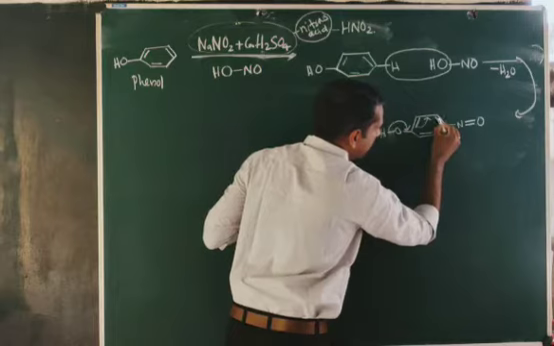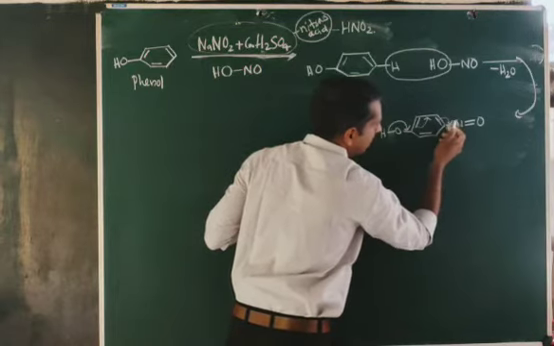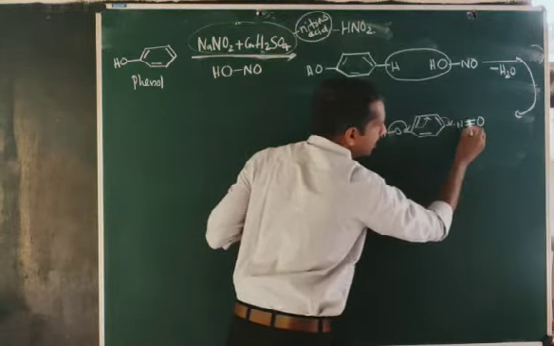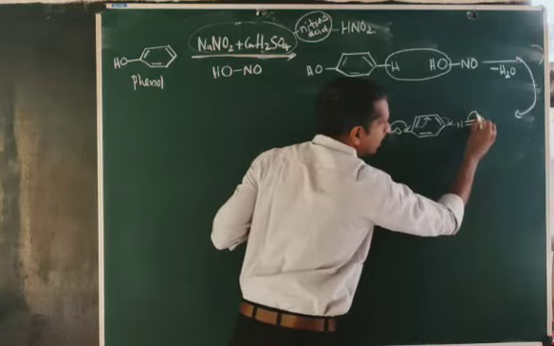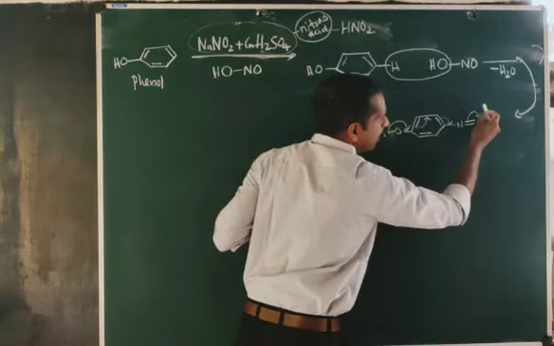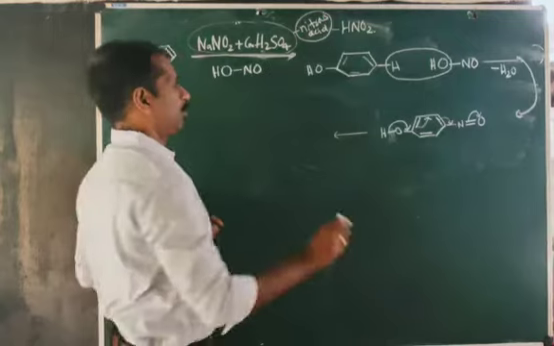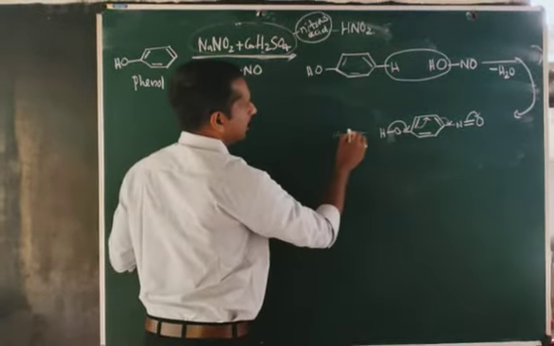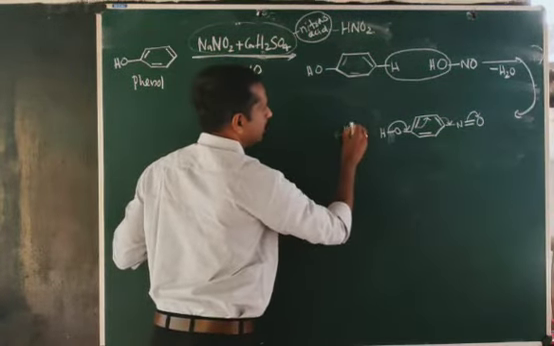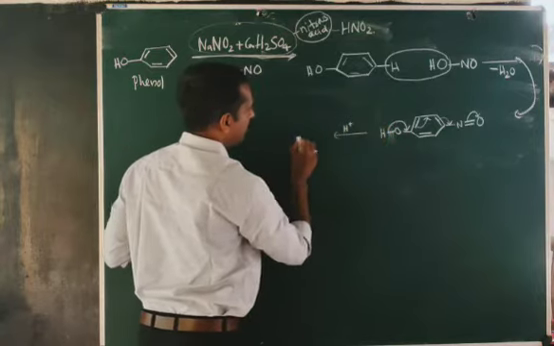This bond will be shifted to here. Okay, then here it will become a double bond. Then this bond is shifting to oxygen. That means oxygen is getting a pair of electrons and a negative charge. So you can see that here H plus is produced.